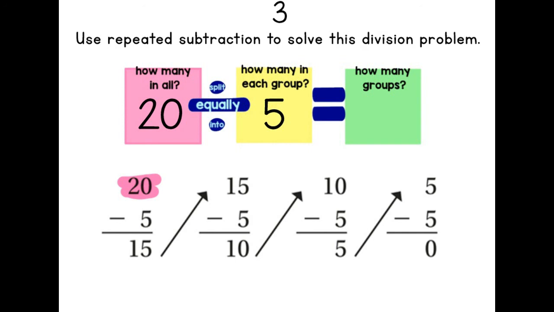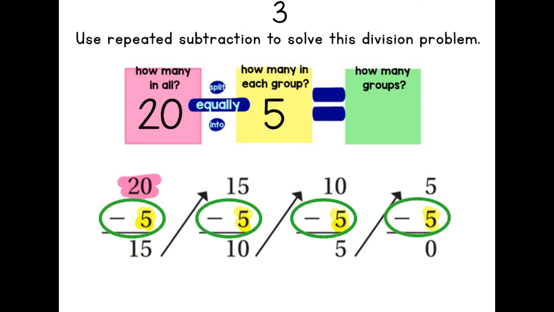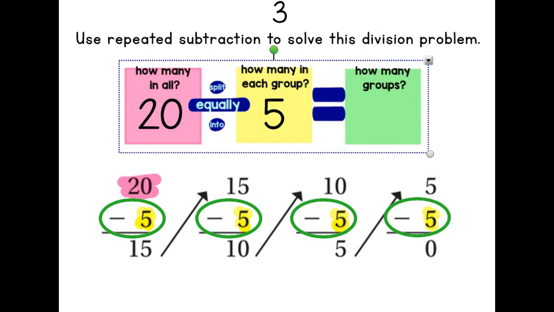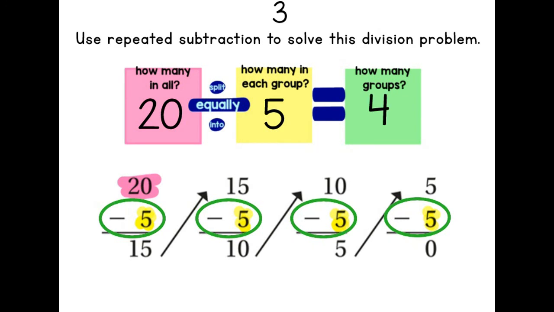So you started with 20 in all. You subtracted 5 each time. How many times did you subtract 5 from 20? 4. 20 divided by 5 equals 4. Also, 5 times 4 equals 20.